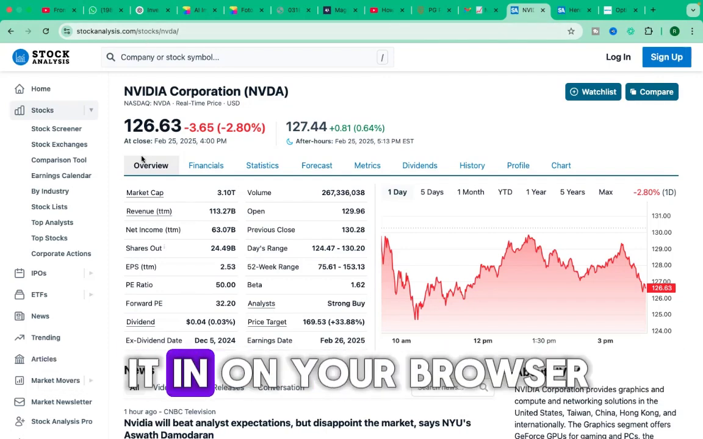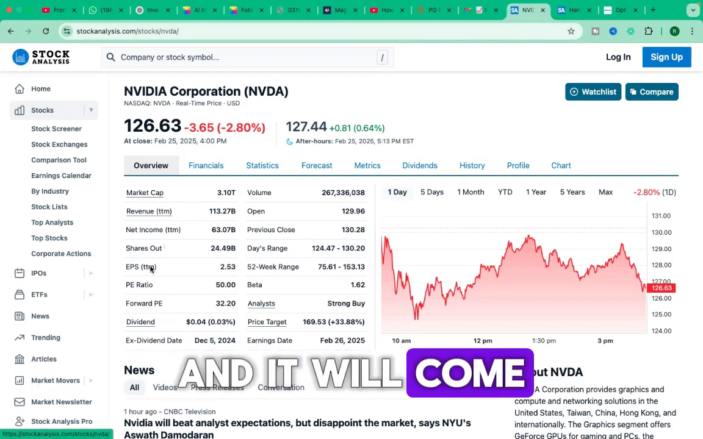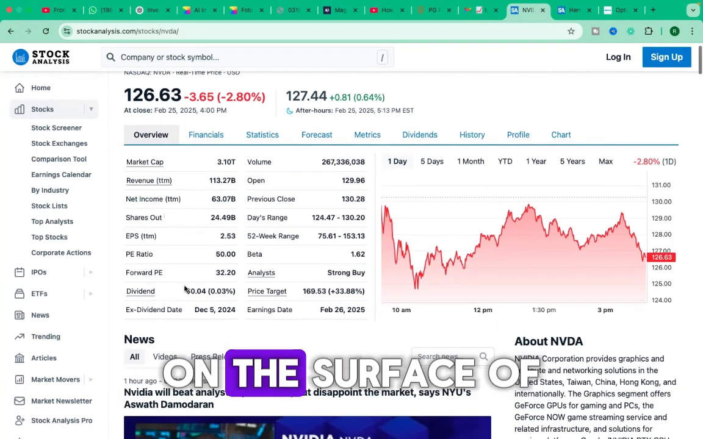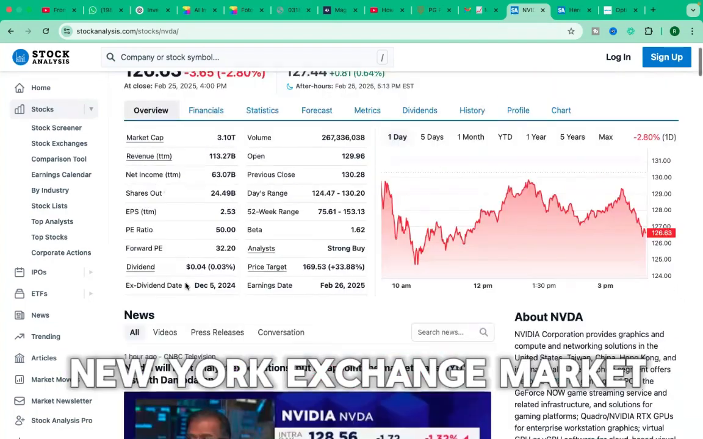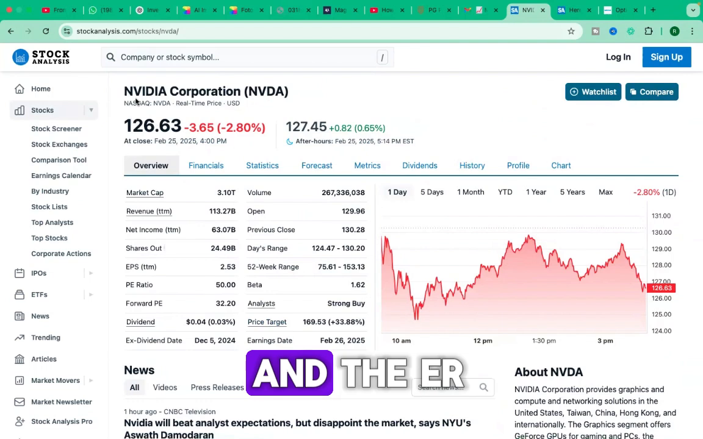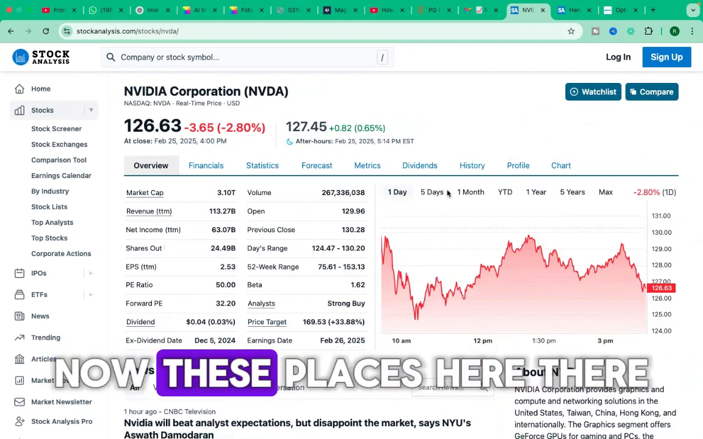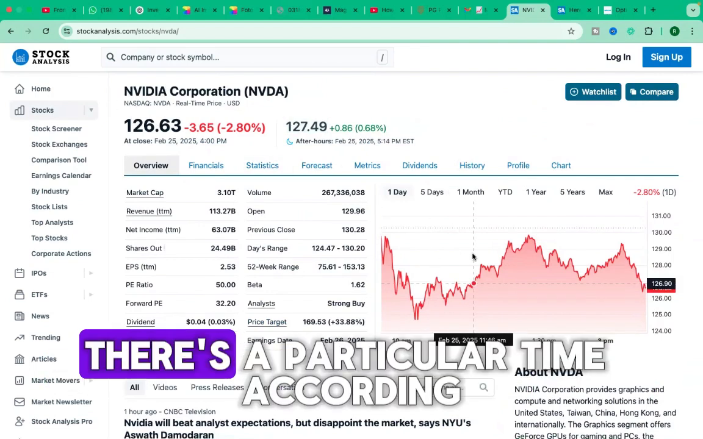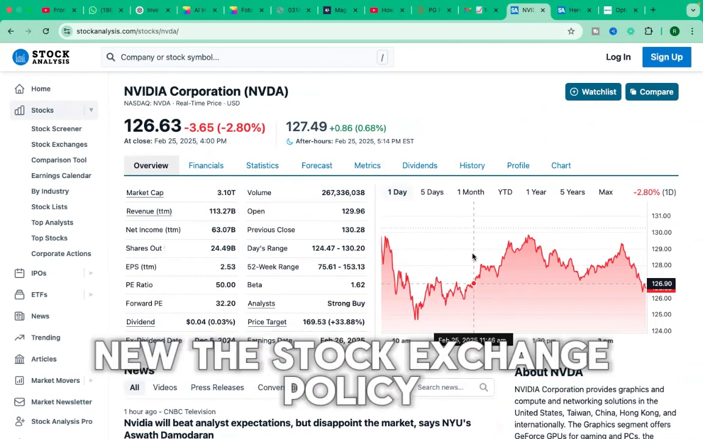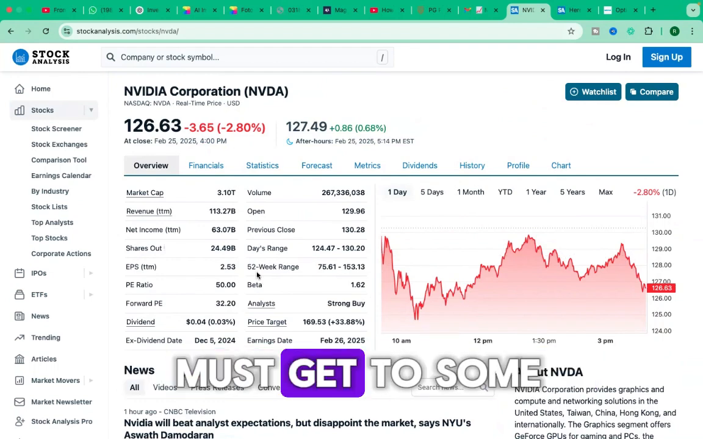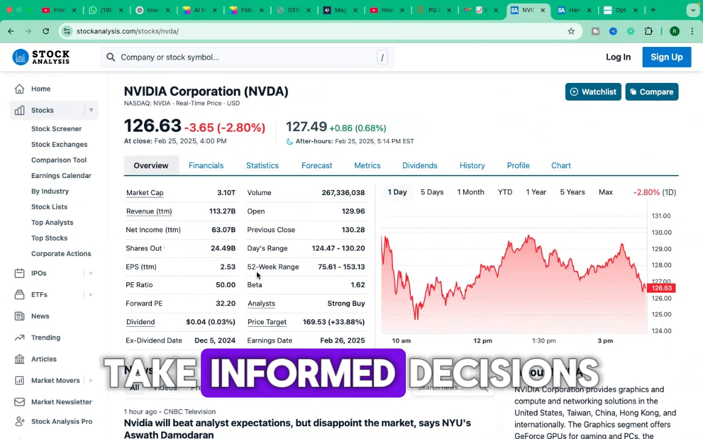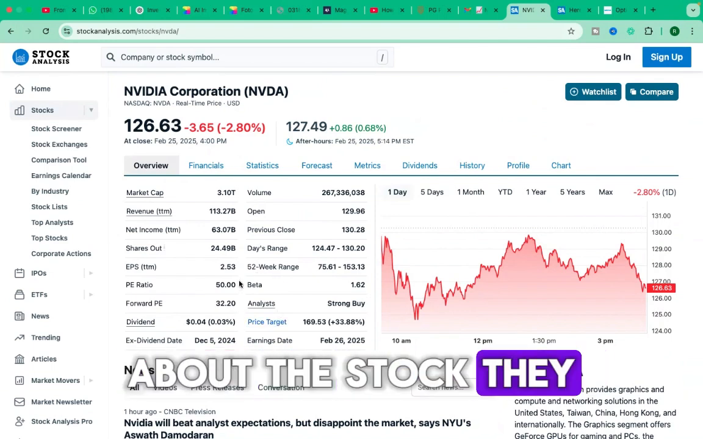You can just type it in on your browser and it will come up giving you analysis of every kind of stock that you want to see on the surface of the app, as far as the New York Stock Exchange market is concerned. Just look at this. This is a particular share now. These places here, there's a particular time, according to the US laws and the stock exchange policy, there are reports that must get to some certain platforms so that people can make informed decisions about the stock they are buying.